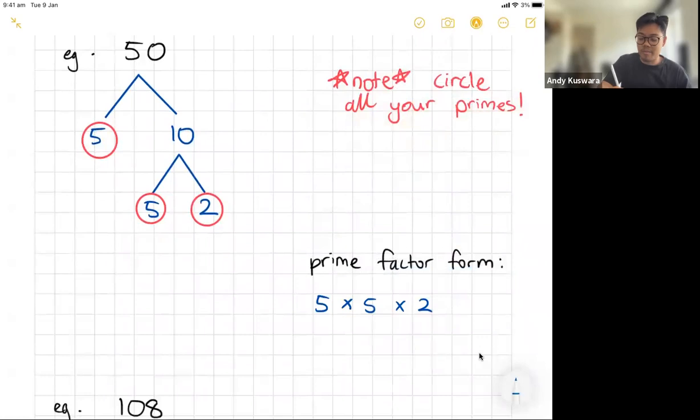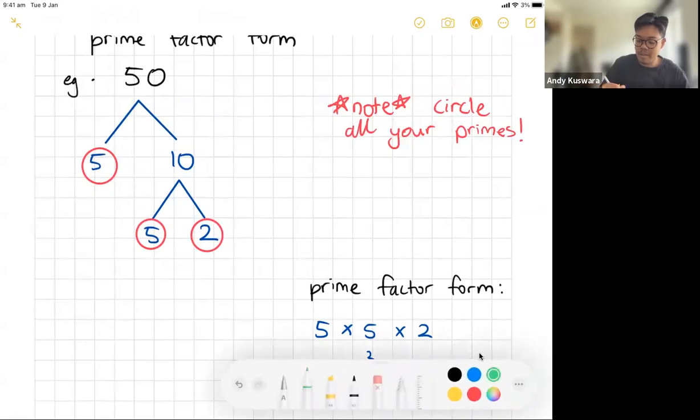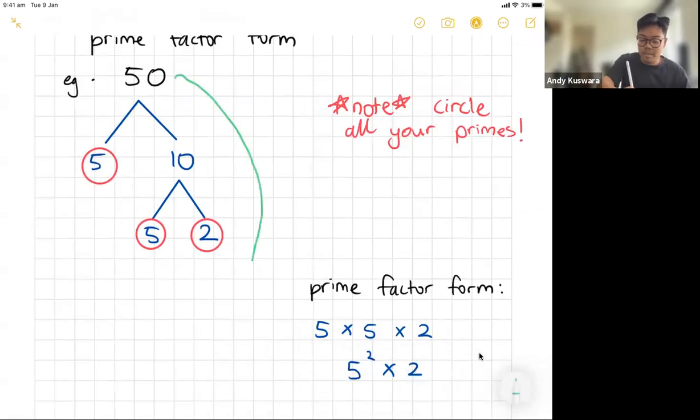But we're going to write it like this because we just learned how to write indices. We're not going to write 5 times 5. We're going to write 5 squared, right? Because it's 5 times 5, 2 times. And then I'm going to times it by 2. And this is an example of how I made a number like 50, which is a composite number, and I broke it down into its prime numbers. So 5 is a prime, 5 is a prime, and 2 is a prime.